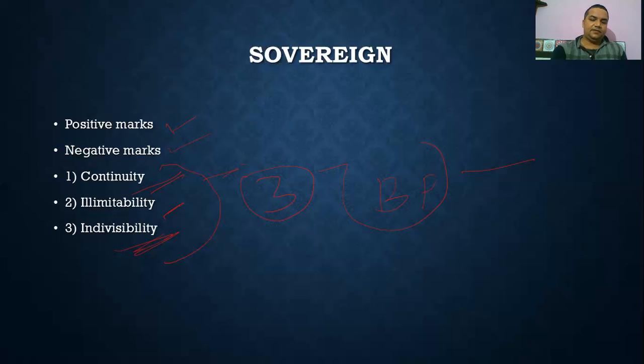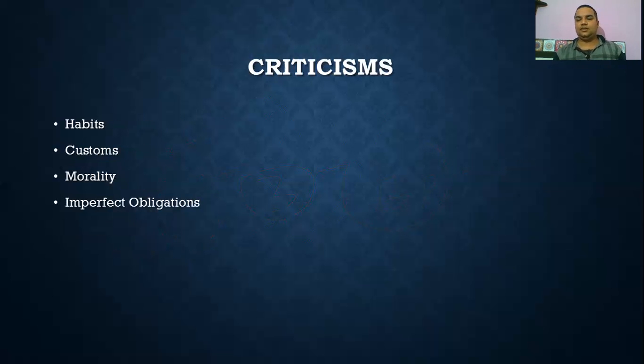Apart from the entire definition by John Austin, there are certain criticisms. Number one is habits, number two is custom, number three is morality, number four is imperfect obligation. There are four main criticisms of John Austin. So, Mr. John Austin, you said that every law is followed because of the punishment. If the punishment will not be inflicted, the law will not be obeyed. But this is the wrong proposition to say.